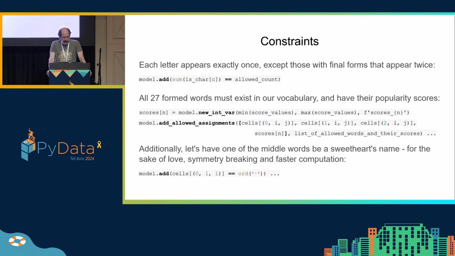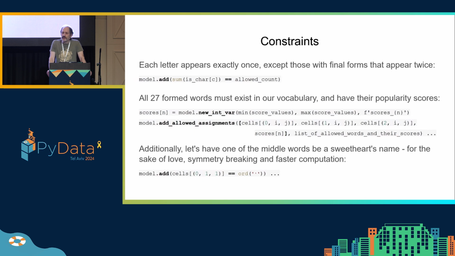So let's go into the main constraints. We want each letter to appear exactly once, except the final forms, which appear 2 times. So we can sum over these Booleans, and the sum should be the allowed count, either 1 or 2. So in the model.Add, I put in the Python sum and the equal. This is like declarative programming.